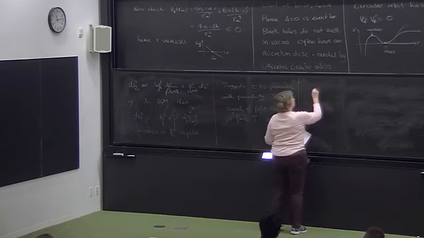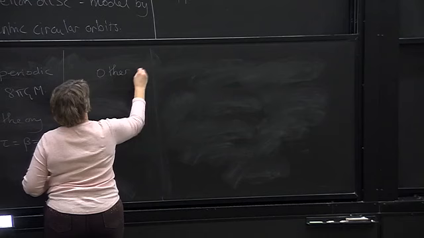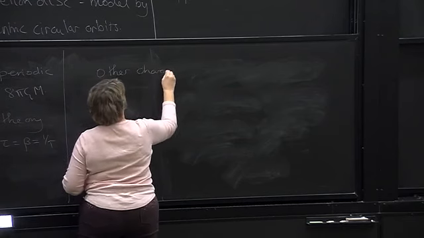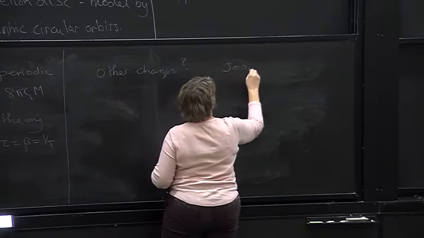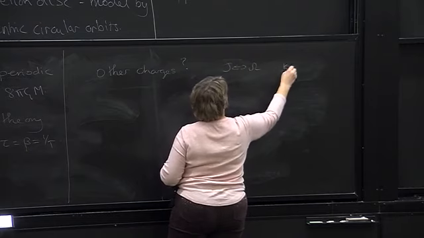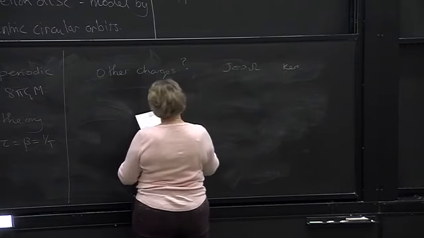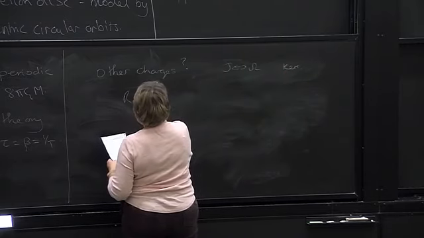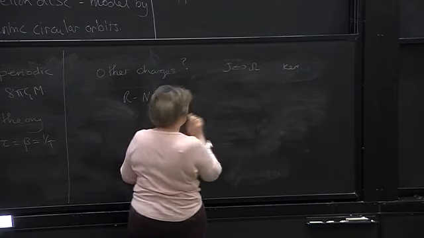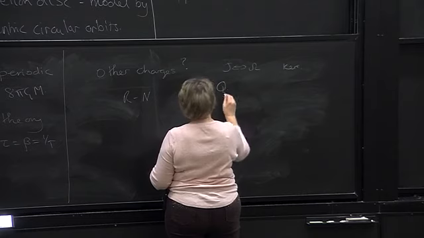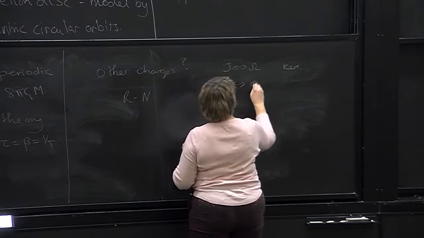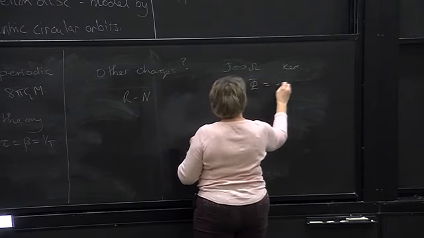So what about other charges? Well, we've got J and omega from Kerr. We also have, for Reissner-Nordstrom, which David tells me you've seen, charge Q and electrostatic potential phi.